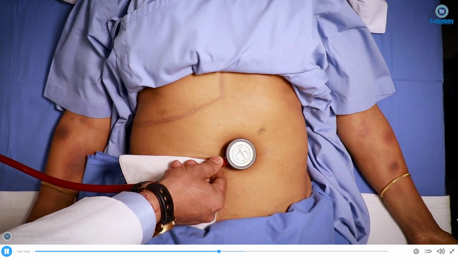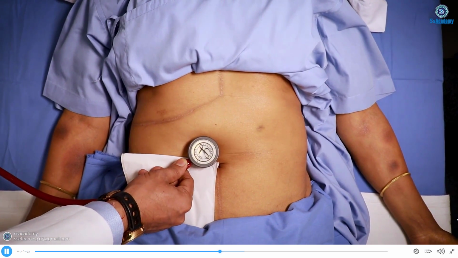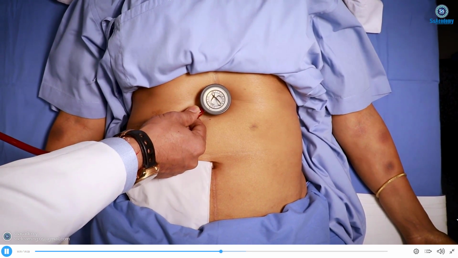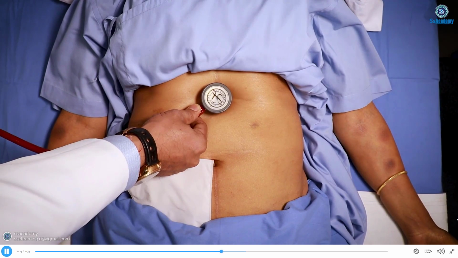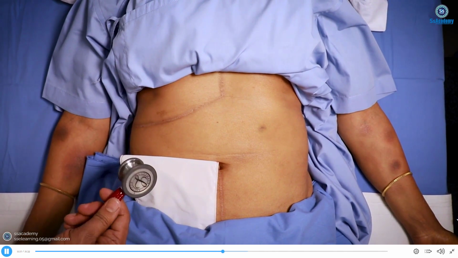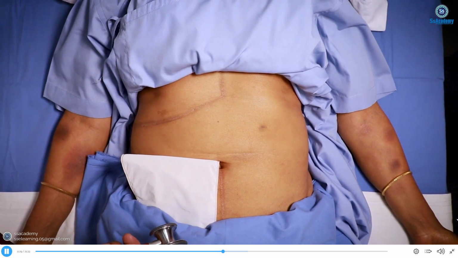Then turn round for the renal bruit, and over the epigastric region for the venous hum, which is a feature of portal hypertension, which is absent. So every feature is normal here. That is the end of auscultation.